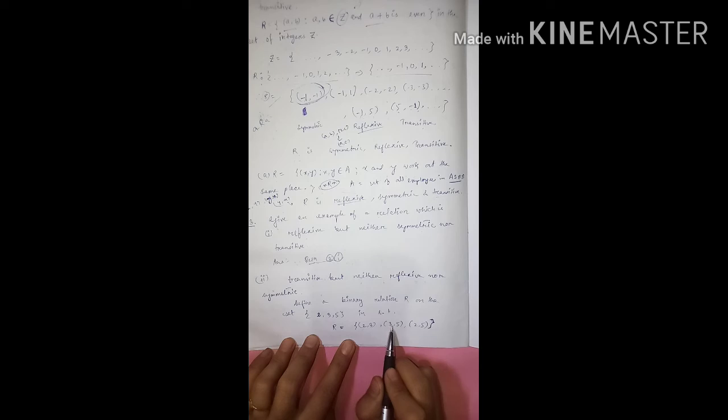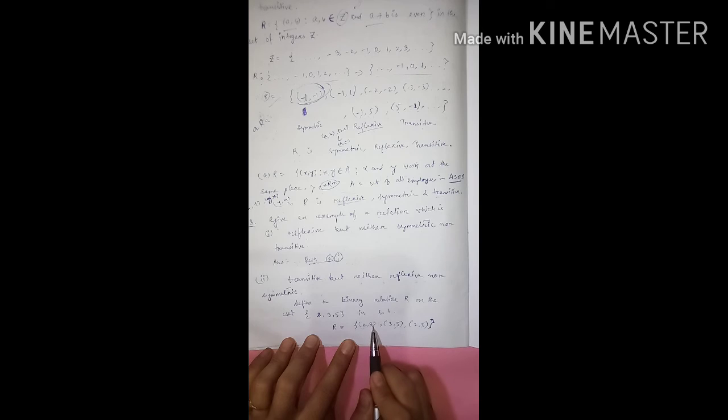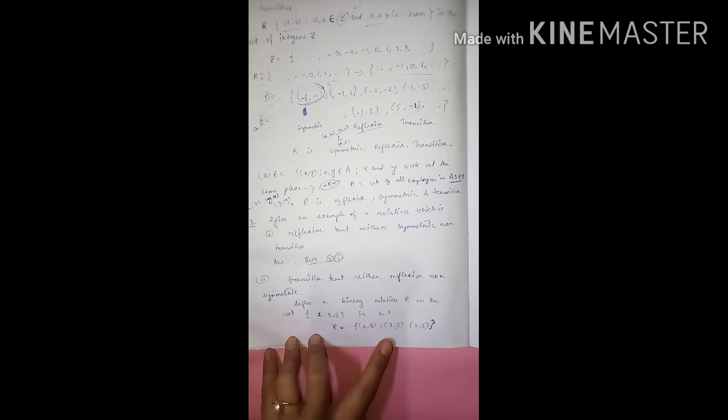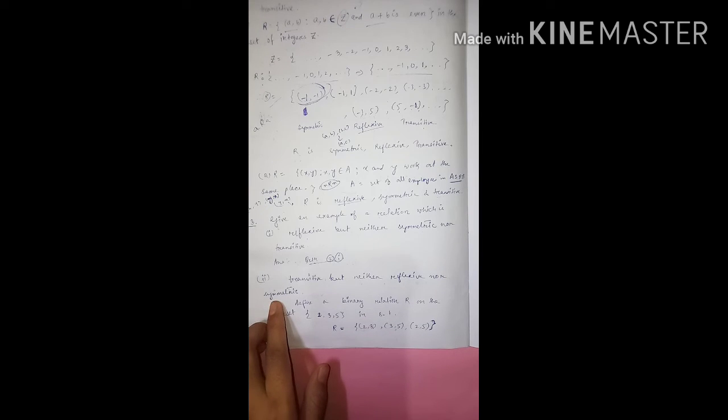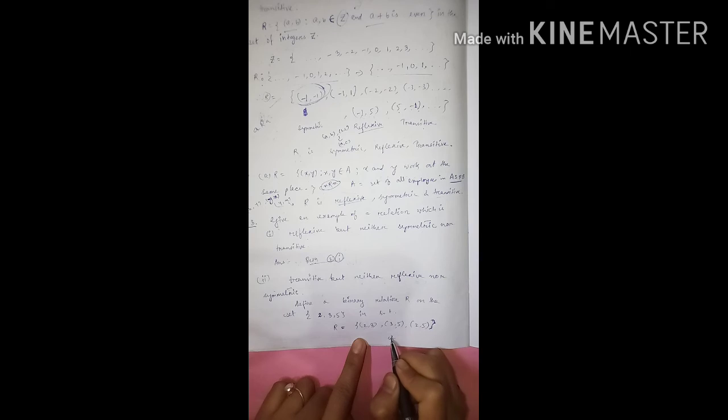(2, 3) and (3, 5) imply another element (2, 5), which is in this relation. So this is obviously transitive. This is not symmetric because (2, 3) does not imply (3, 2). Similarly (3, 5) does not imply (5, 3). And this is not reflexive also, because we have no elements in the form (a, a) in this relation. Therefore, this is an example of transitive relation, but neither reflexive nor symmetric.